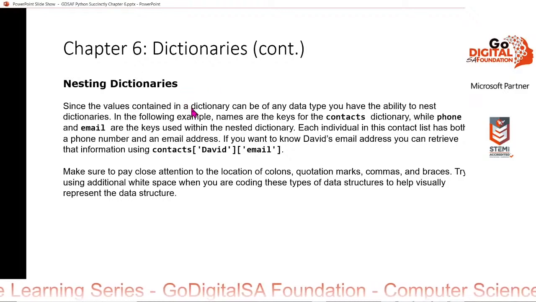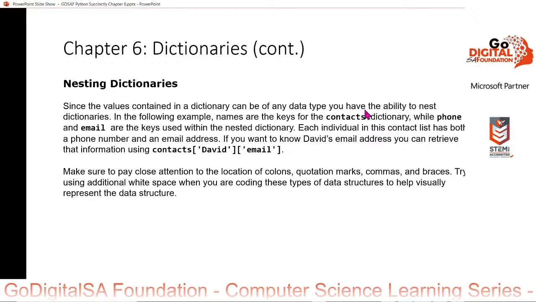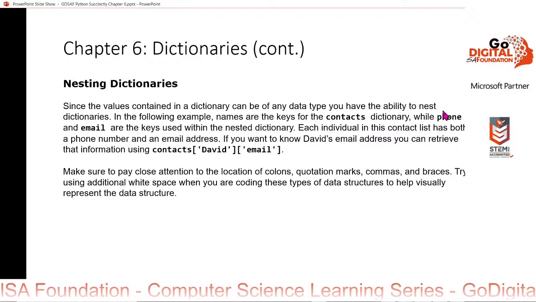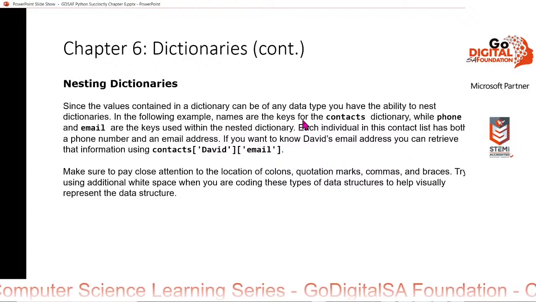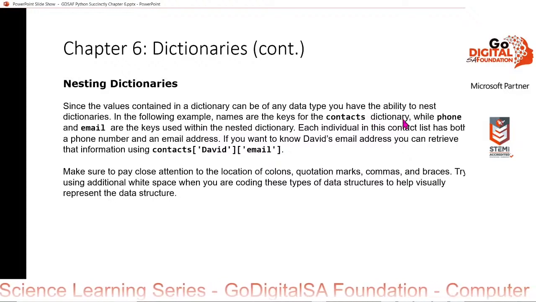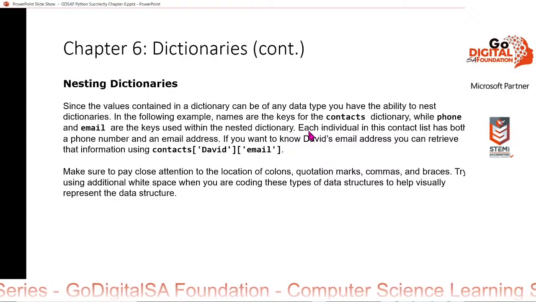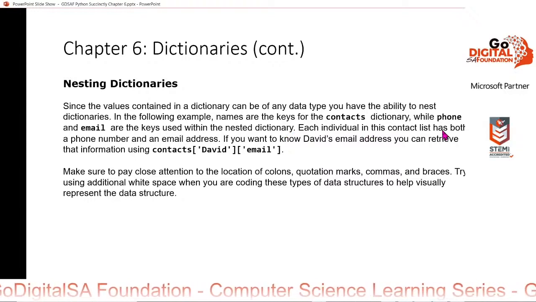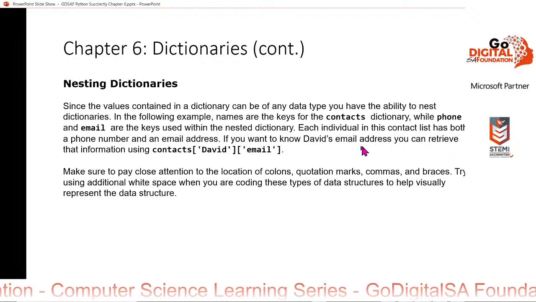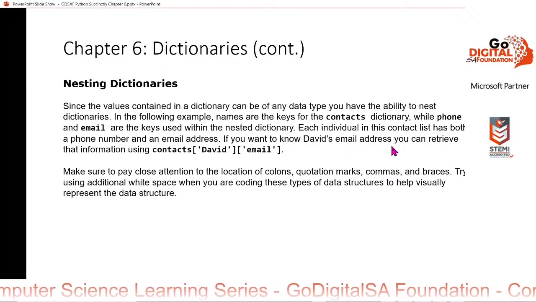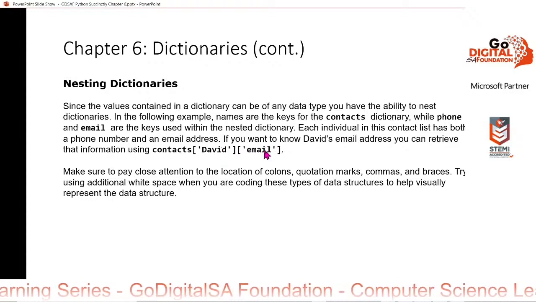Since the values contained in a dictionary can be of any data type, you have the ability to nest dictionaries. In the following example, names are the keys for the contacts dictionary, while phone and email are the names used within the nested dictionary. Each individual in this contacts list has both a phone number and an email address. If you want to know David's email address, you can retrieve that information using contacts David email.